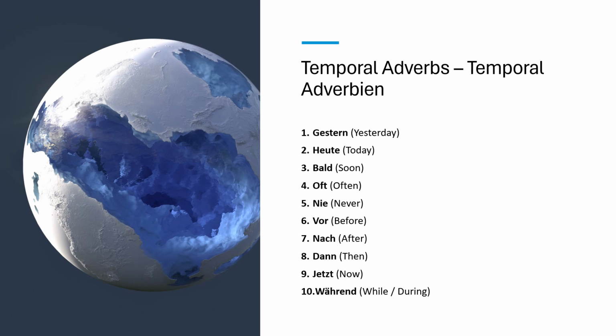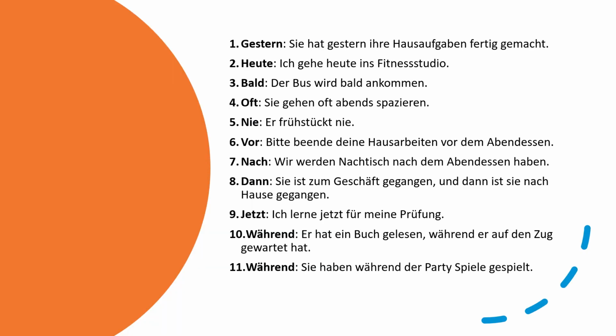Here I have listed the temporal adverbs. Gestern is yesterday. Heute is today. Bald is soon. Oft is often. Nie is never. Vor is before. Nach is after. Dann is then. Jetzt is now. Während is while. I'm going to go through the sentences again as a revision. You can comment below and write what gestern, heute, bald, oft, nie, vor, nach, dann, jetzt, während mean.